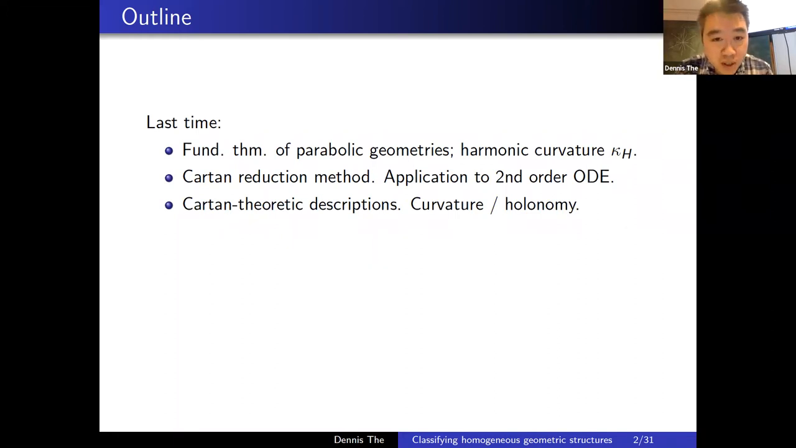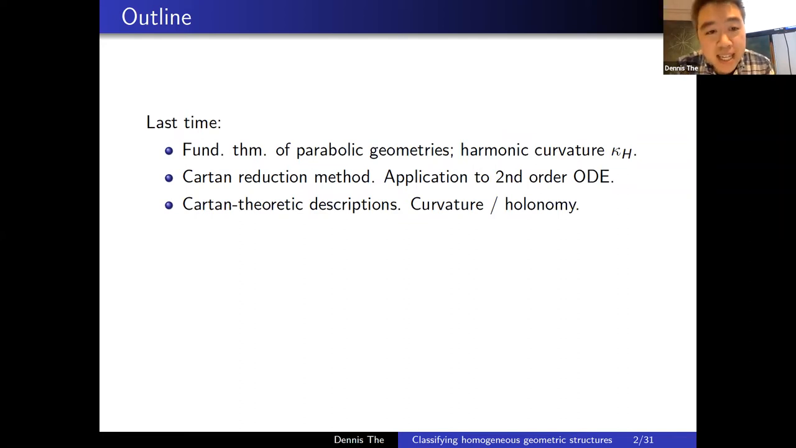Associated to parabolic geometries, we introduced this notion of harmonic curvature, an important invariant. You're flat if and only if curvature is zero, but also that's an if and only if harmonic curvature is zero. I introduced this Cartan reduction method, which is a natural method if you're working in the setting of Cartan geometries: basically you're letting the structure group act on curvature and using that to reduce your bundle. And we saw this as a way to classify second order ODEs last time.